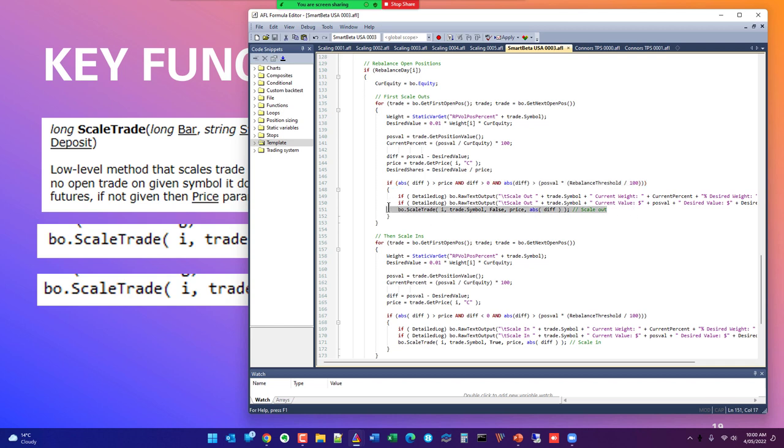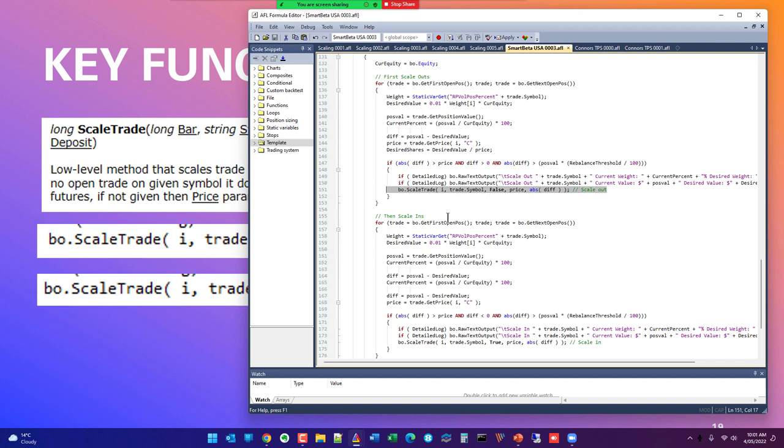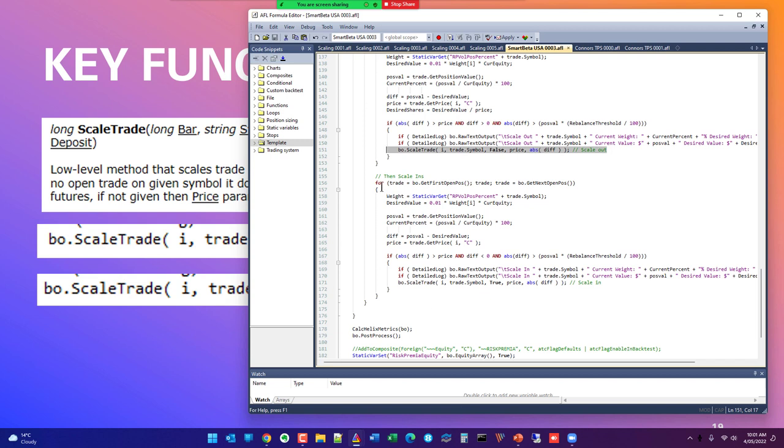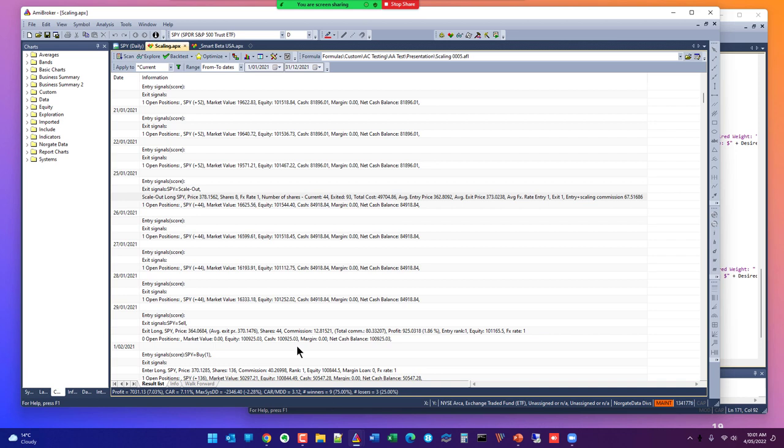Then we do our scale outs. So we go round the trade list until we find all the trades that are overweight, and we scale out, scale out, scale out, scale out, leaving the ones that are underweight intact. Then we do the whole thing again, back through the trade loop, do the same calculations, but this time working out which trades are underweight, and then we want to scale those ones up. So hopefully that makes a reasonable amount of sense.